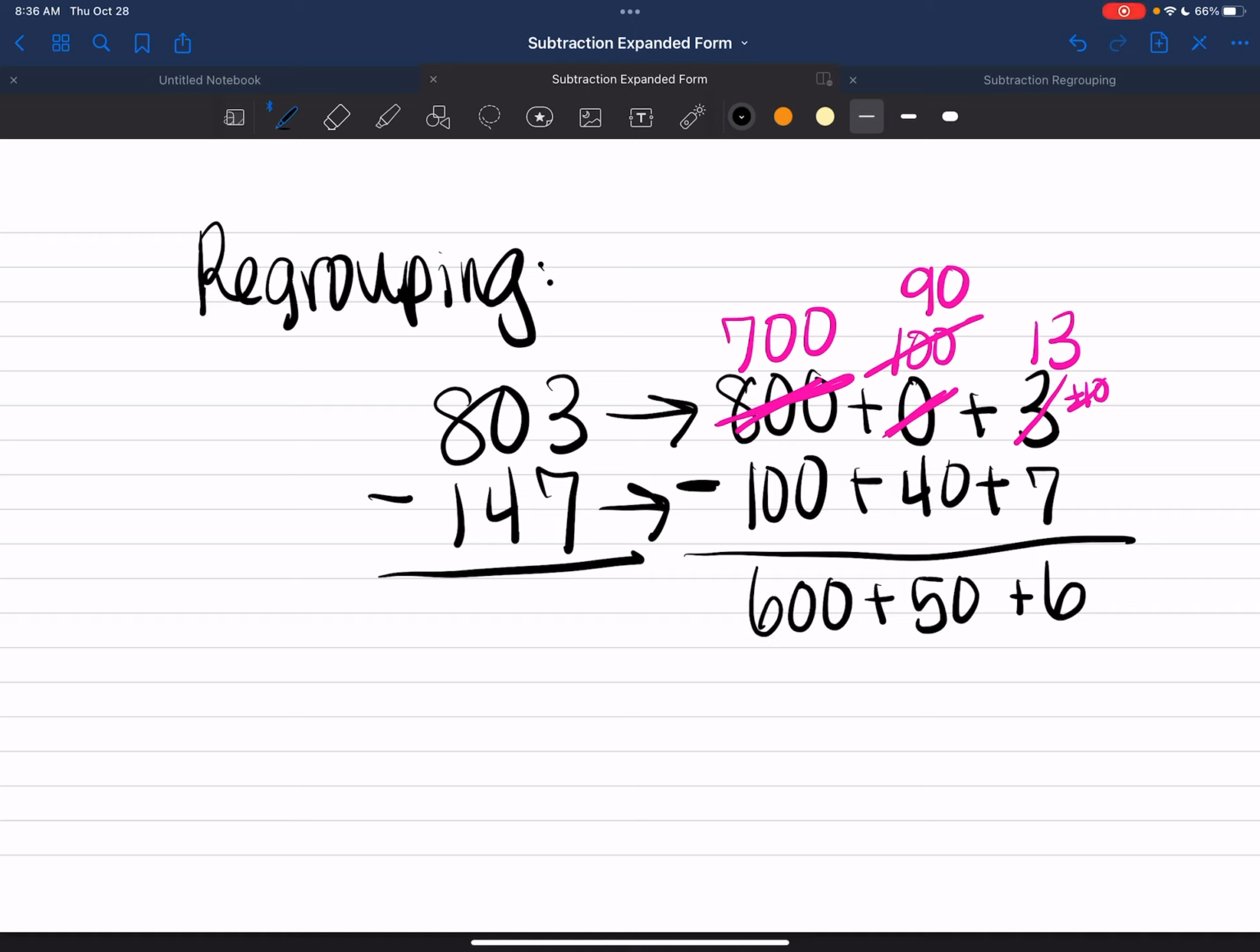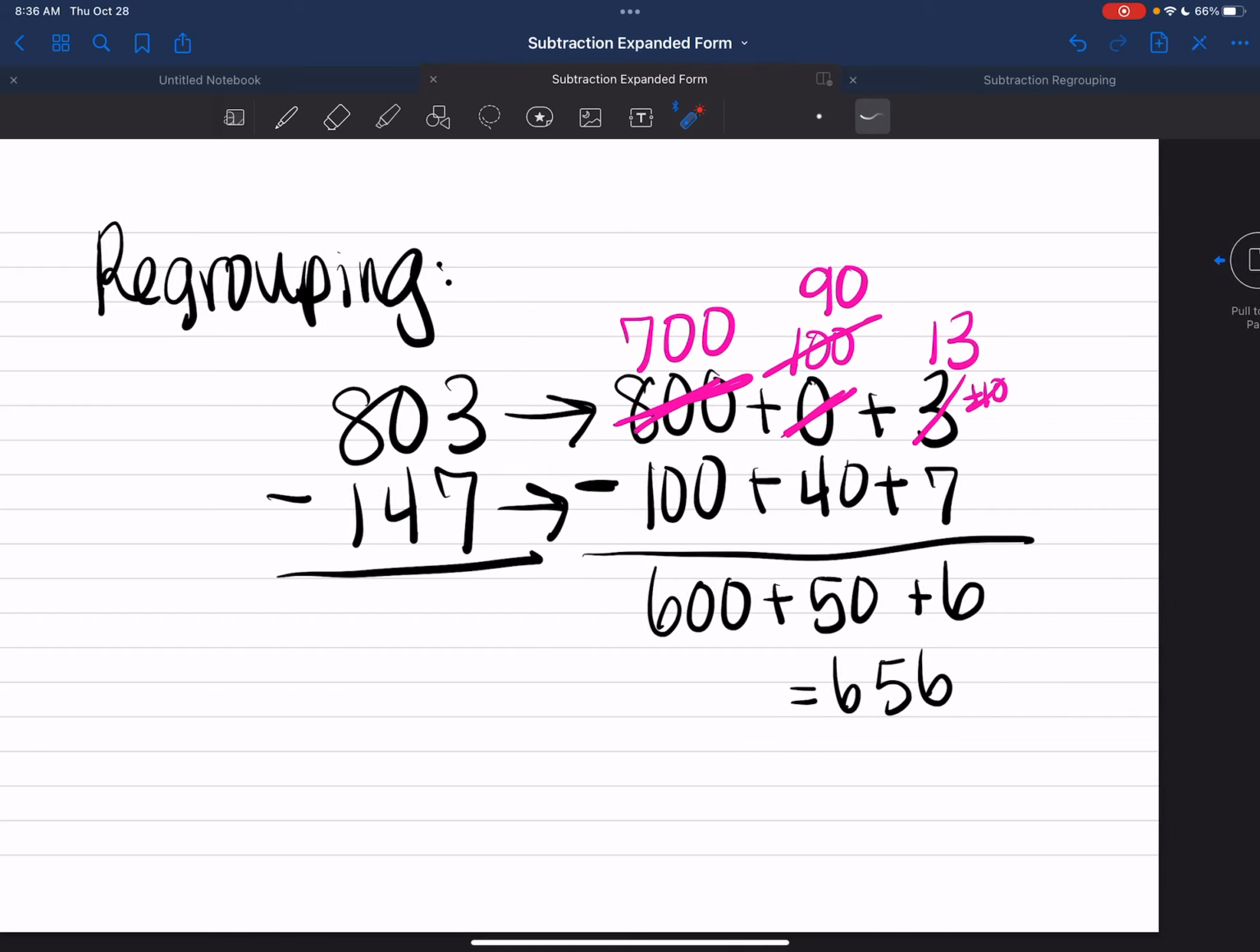Again, we cannot leave this in expanded form, so we're going to put it back into our standard form, which would be 656. That's all expanded form is, and it really explains, especially when you're doing the regrouping, what's happening when you're borrowing and why it becomes 90 and 13, because you're taking those tens and those hundreds away. Let's do one last one.